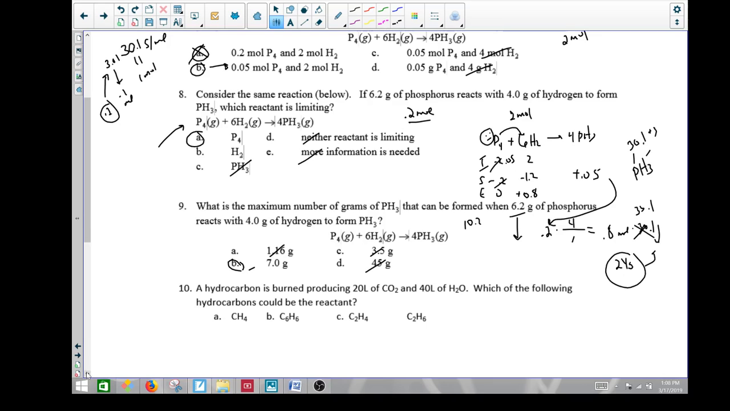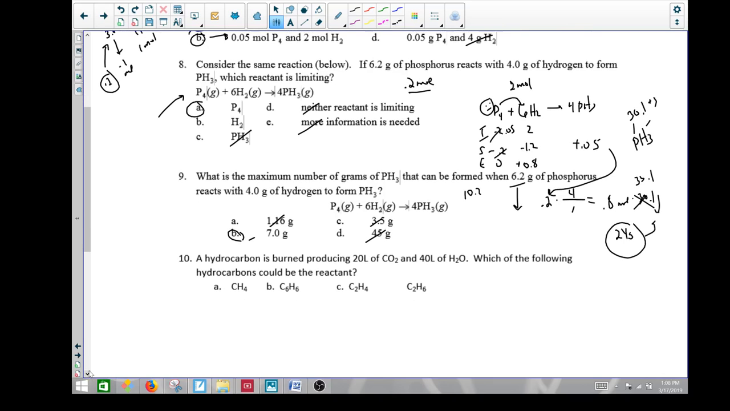A hydrocarbon is burned, producing 20 liters of carbon dioxide and 4 liters of water. Which of the following hydrocarbons could be the reactant? Okay, so in this case, remember, carbon plus oxygen, some hydrocarbon, CH, yields carbon dioxide and water. So all of the carbon is here, all the hydrogen is in here.